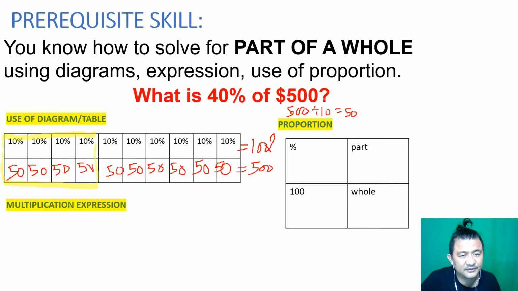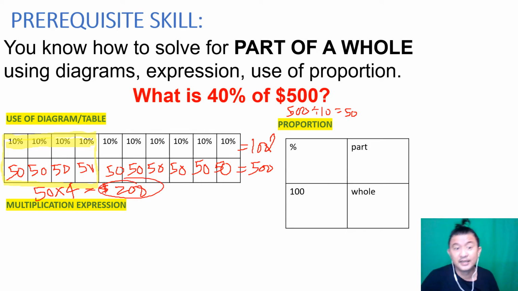4 times, right? Because that's 40%. 10, 10, 10, 10. That's 40%. So therefore, what will you do with your 50? Simply multiply 50 times 4, which is equal to 200. So the part that is 40% of 500 is $200.